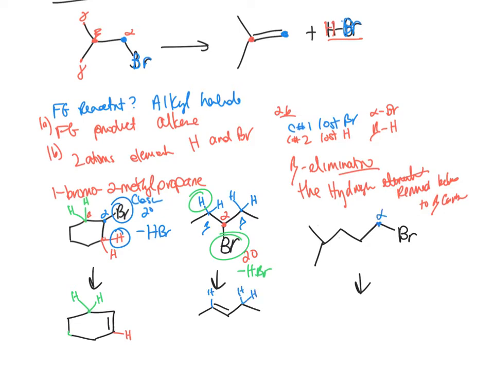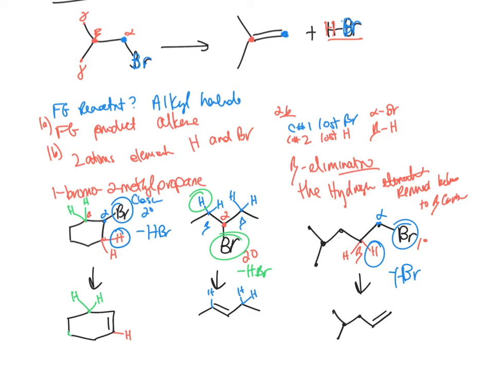Okay, this is your alpha. And how many betas do we have? We just have one, and this is a primary, so you only have one beta. Draw in your hydrogens. You lose the H and the Br, and then you redraw that product. 1, 2, 3, 4, 5, 6 carbons. 1, 2, 3, 4, 5, 6 carbons. There's your alkene product. In each of the above examples, there is only one beta elimination product expected.